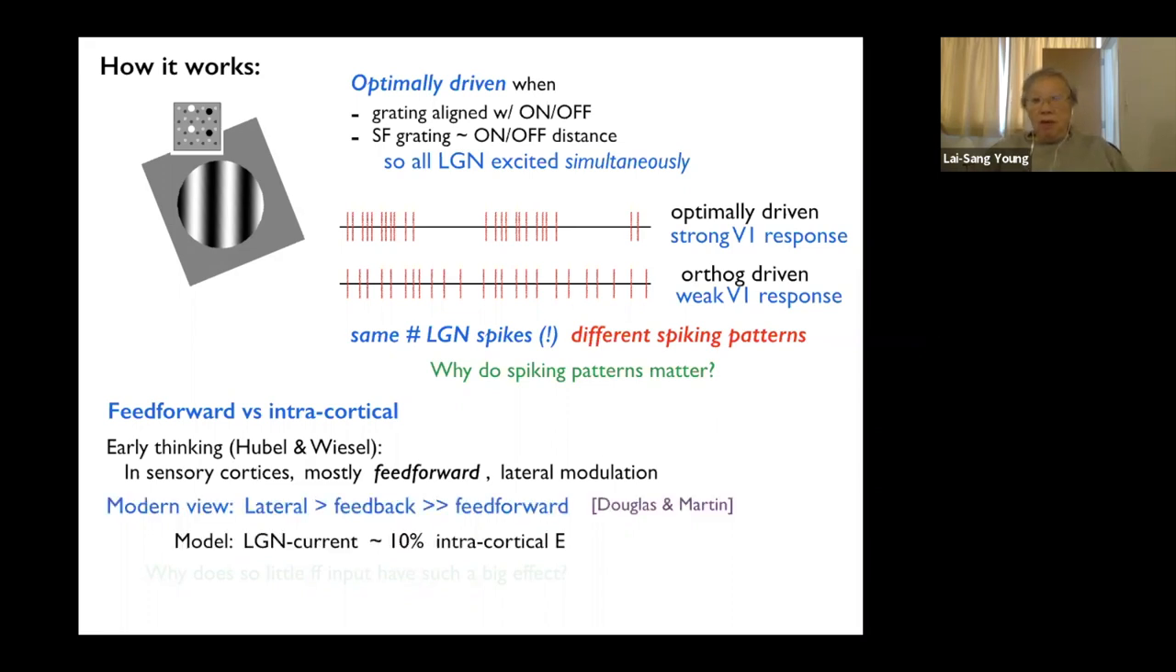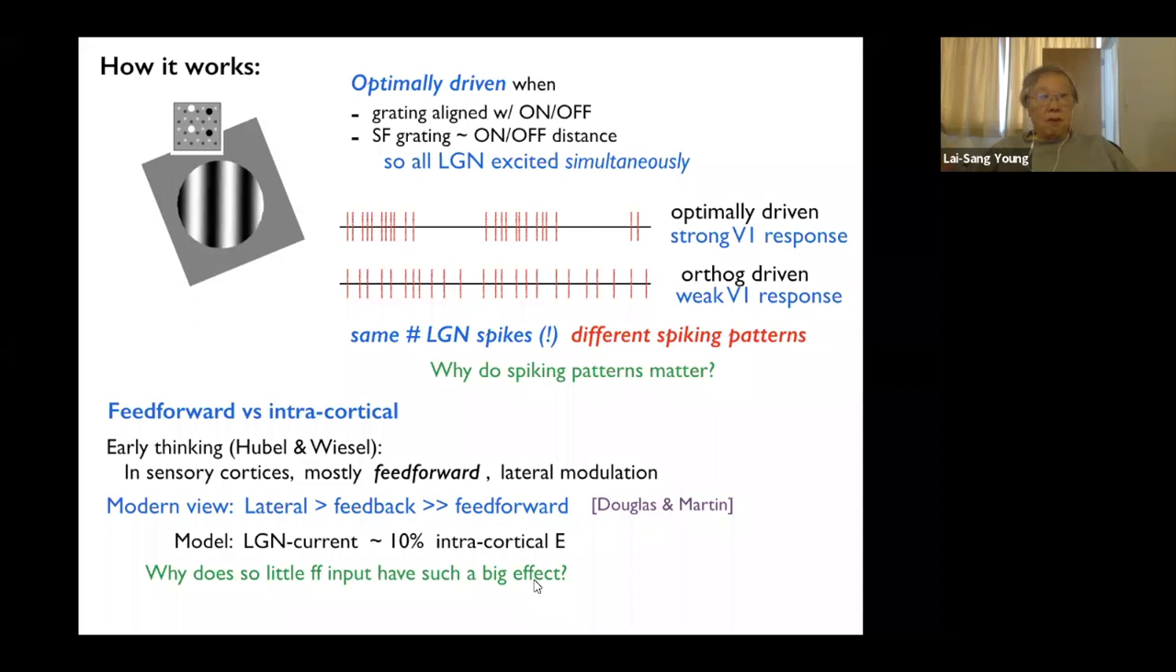But a more modern view is that it's actually the opposite. The local and lateral current within the same layer is much, much larger, okay? It's mostly this current really. And then there's more feedback, and feed-forward is the weakest of them all. And there's accumulating evidence to this effect that the feed-forward is very, very weak. So for example, in our model that we worked with, LGN current is on the order of 10% of the intracortical excitatory current, okay? So why does so little feed-forward input have such a big effect?